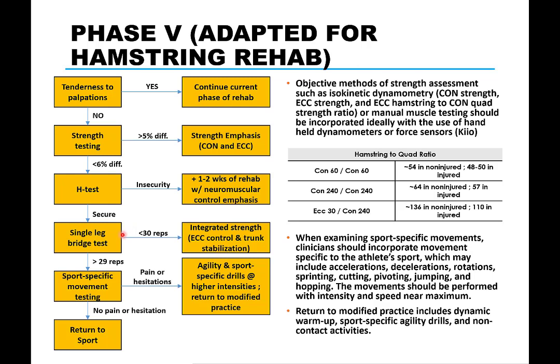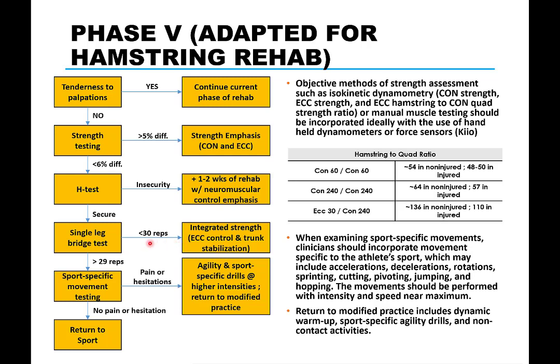This is essentially an isometric single leg glute bridge. This test allows the clinician to examine whether there are discrepancies in body positioning between the uninjured and injured limb after repeated repetitions. For example, if the hamstring is still weak and unstable, the hip on the injured side would typically dip and there will be difficulty in extending the hips on the injured side. If the athlete fails to perform more than 29 reps, then further strength training with stabilization focus would be implemented.